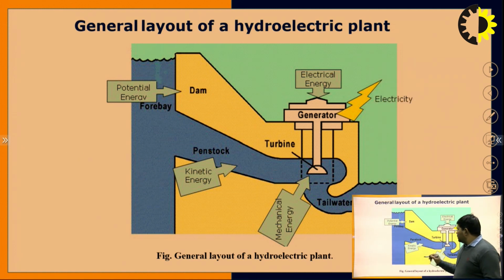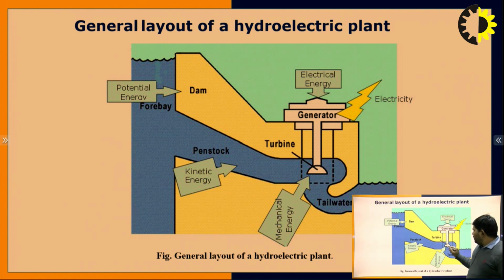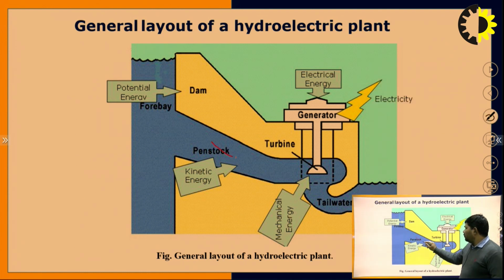The main part is the turbine. Then the penstock, then the dam. Here you can make the dam. Then the turbine is connected with the alternator, and this alternator will generate the electricity from here, and that is the tail race of the water.